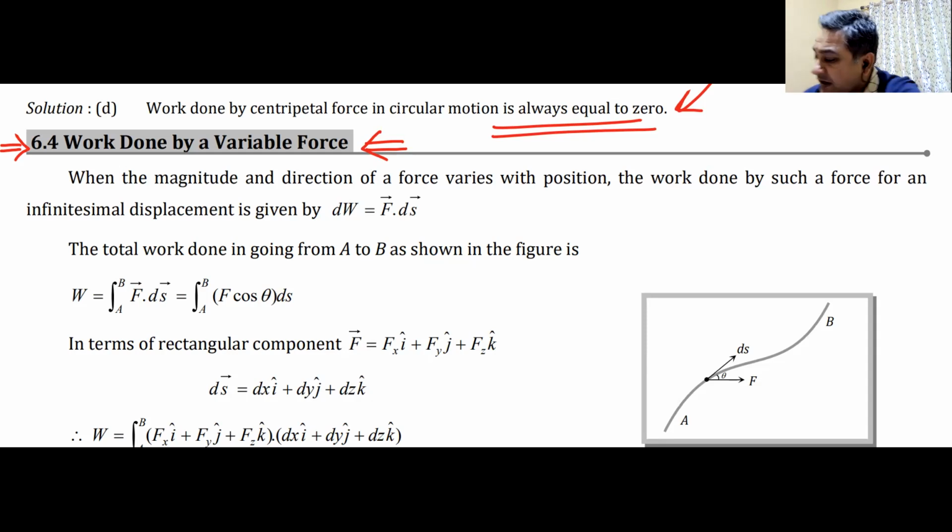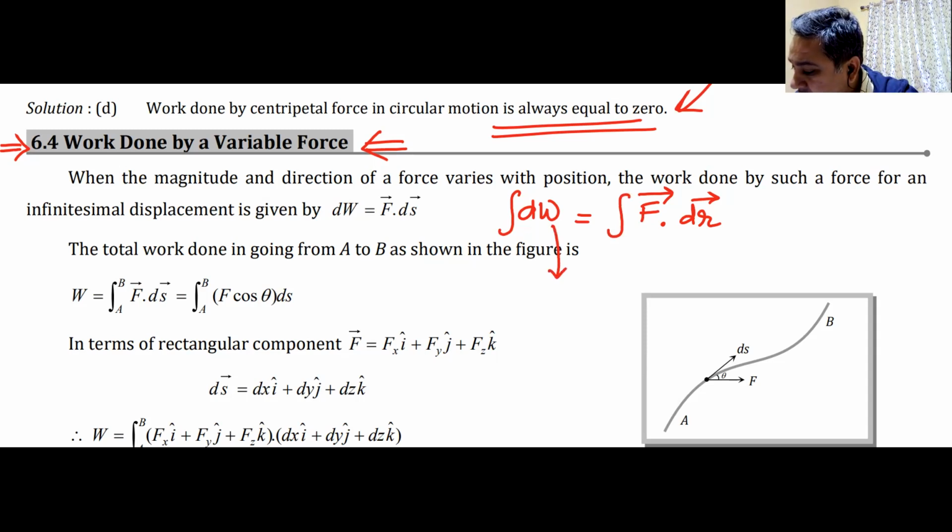You already know it. If I have a variable force, the small work done will be F dot dr. As simple as that. How do I find out the total work done? I integrate this. When I integrate this, I will get delta W and it will be integral of F dot dr.